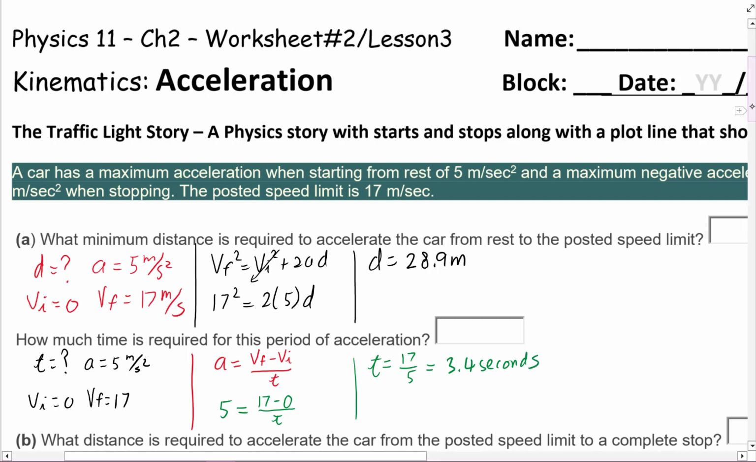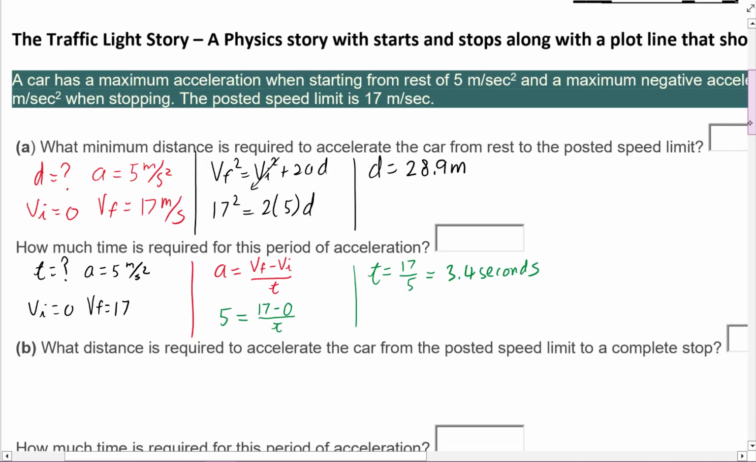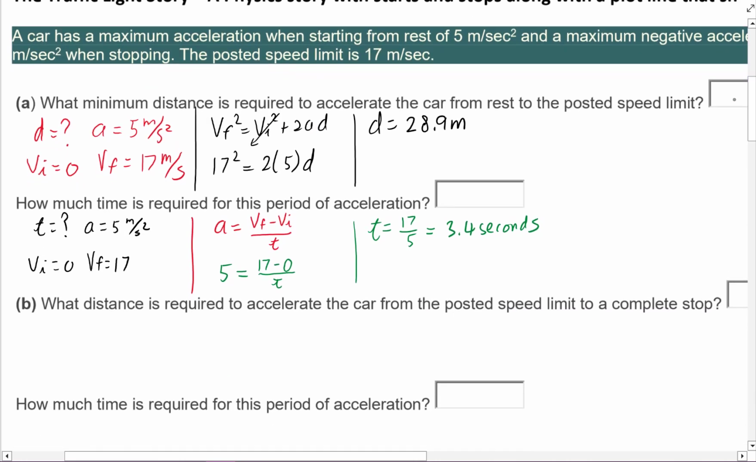So when the light turns green, the car takes off at an acceleration of 5 meters per second squared. To get up to the posted speed limit of 17 meters per second, it takes the car 3.4 seconds and a distance of 28.9 meters.